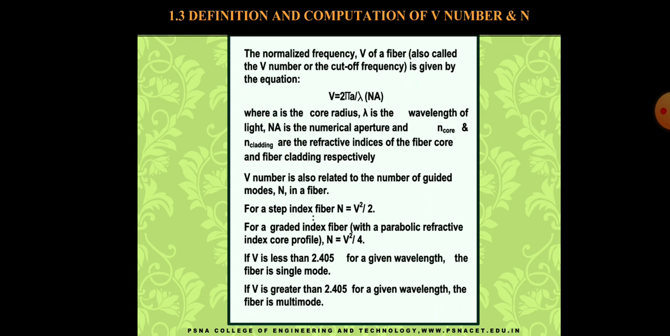Next, using the V number, you can classify what is meant by single mode and what is meant by multimode. If V is less than 2.405 for a given wavelength, the fiber is said to be single mode, and if V is greater than 2.405 for a given wavelength, the fiber is said to be multimode. How it is operated, and the details, we can see in the upcoming experiment section.